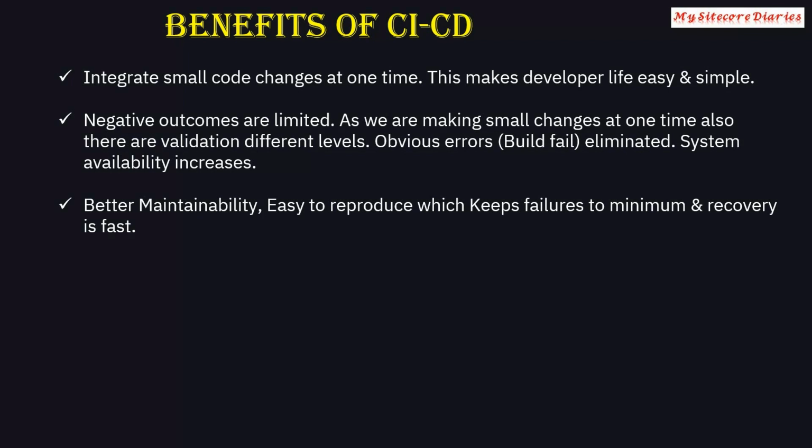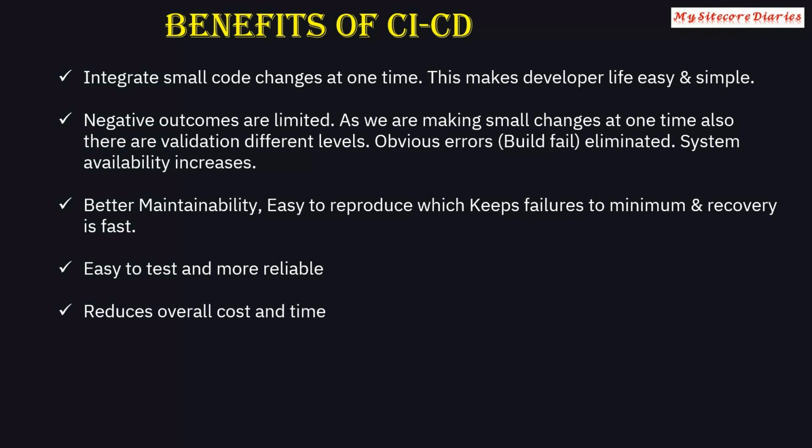Better maintainability, easy to reproduce, which keeps failure to a minimum, and recovery is fast. You have rollback plans also. It goes back to the first point: small code changes are easy to reproduce. You have feature branches created only for that change, so you can reproduce the issues, quickly merge into the main branch and resolve them. So it is better maintainability, easy to test and more reliable.